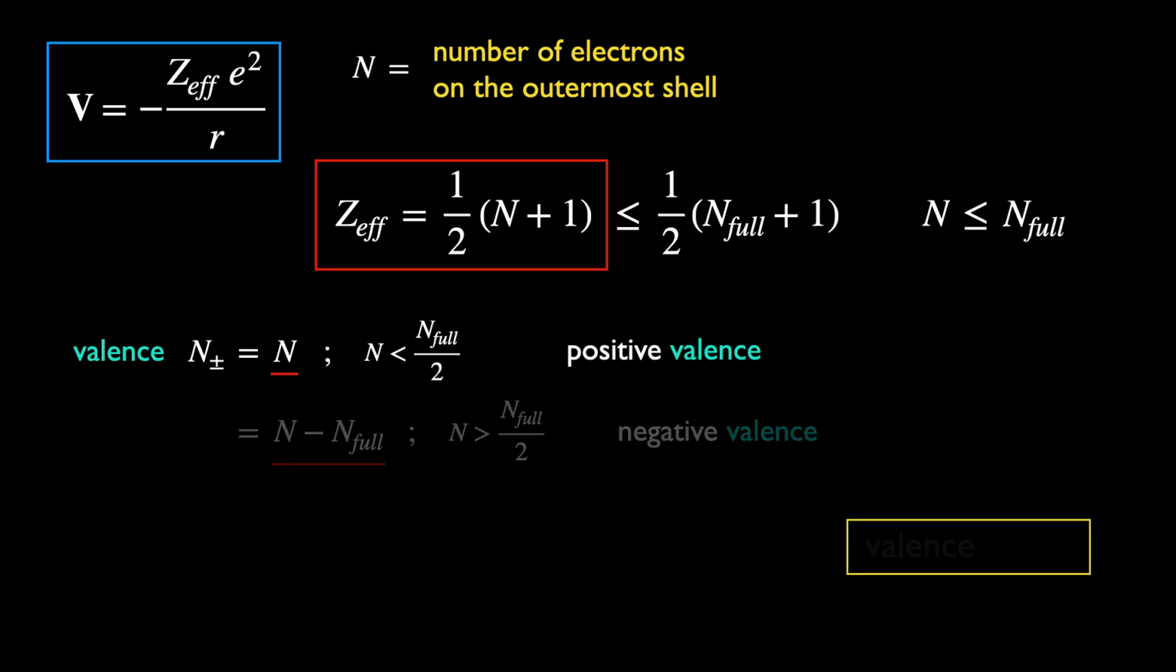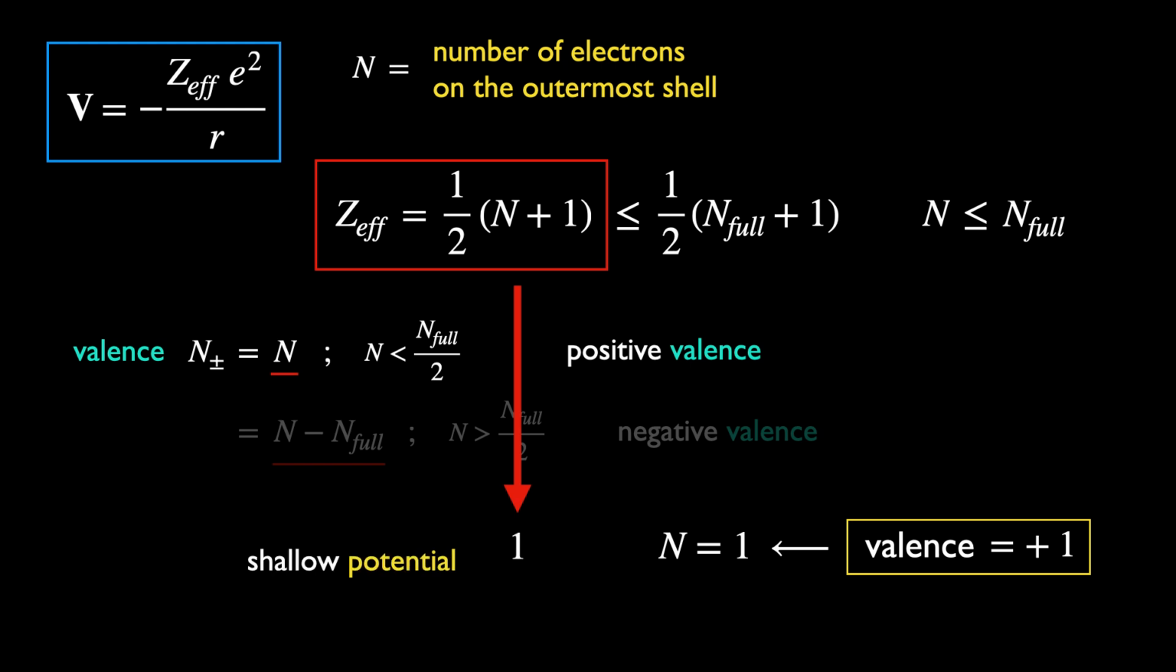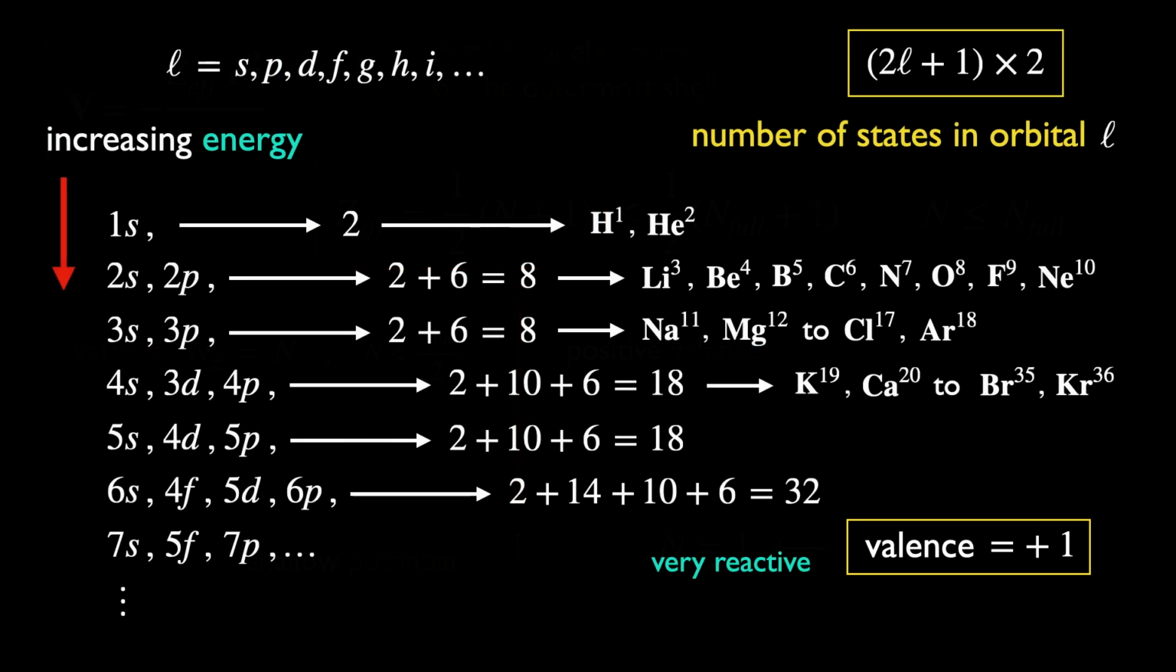For an atom of valence 1, the sole electron on the outermost shell is held only by a shallow potential, according to the formula above. As a result, this electron is easily lost, which makes the atom very reactive. Atoms with valence 1 are known as the alkali metals.